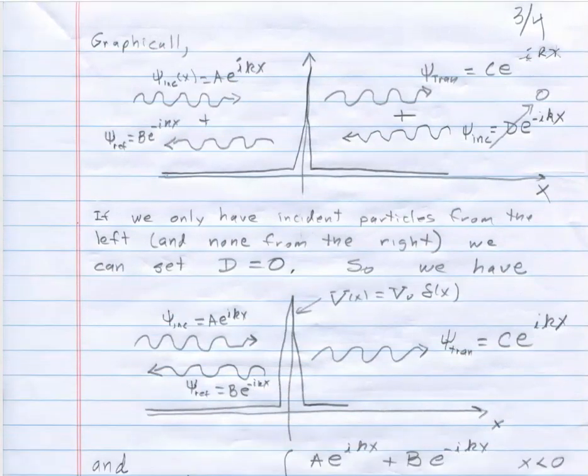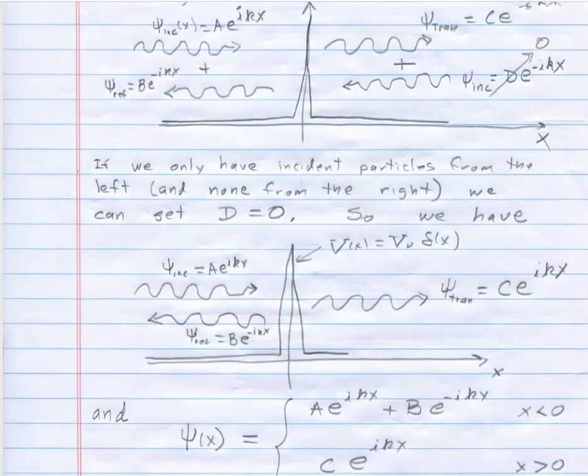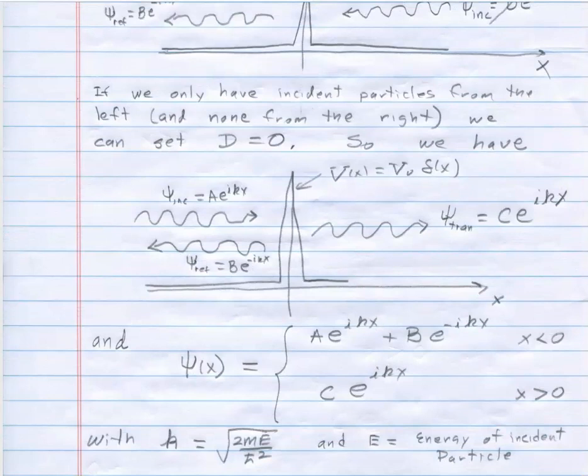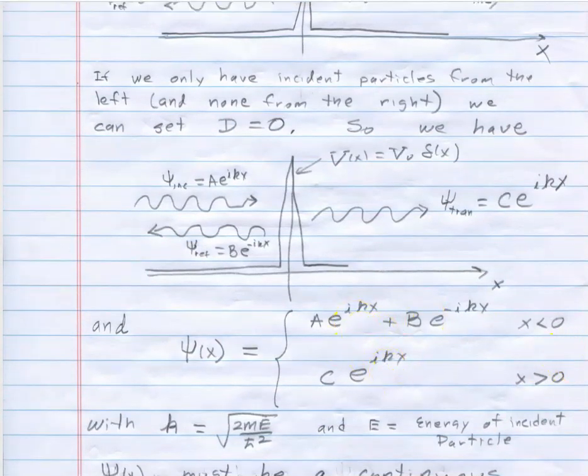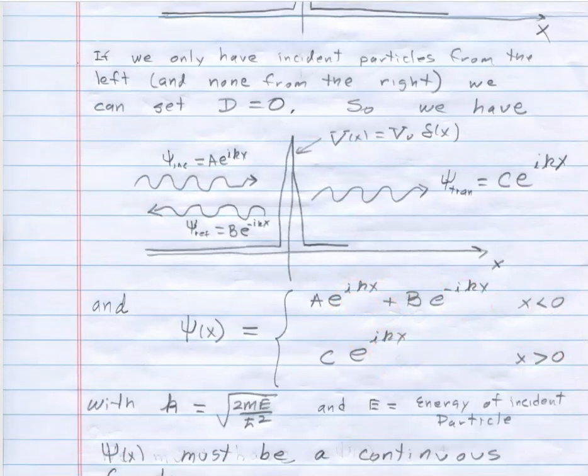And then we have our standard form: the delta function, the incident wave function, the reflected, and the transmitted. And now our general solution looks like this. And of course we've got the k. The k is the same on both sides, and that's just 2m times the incident energy of the particle over h bar squared.